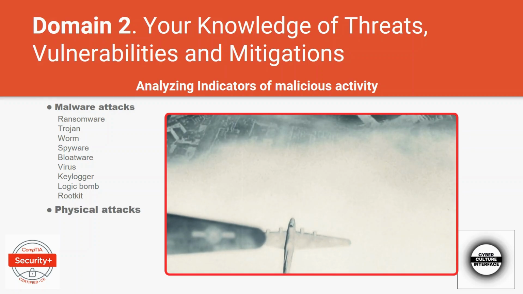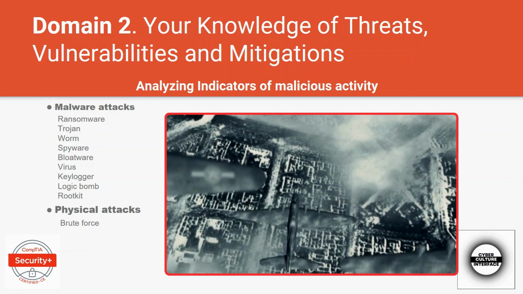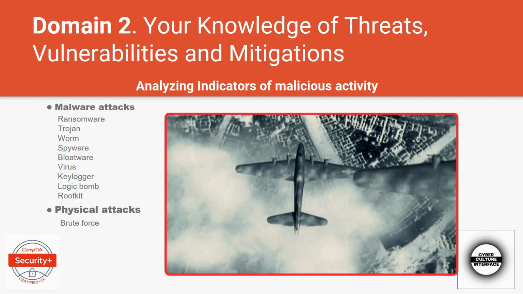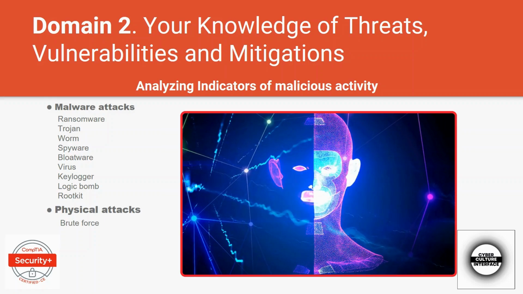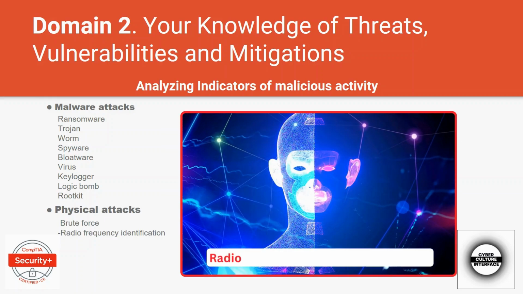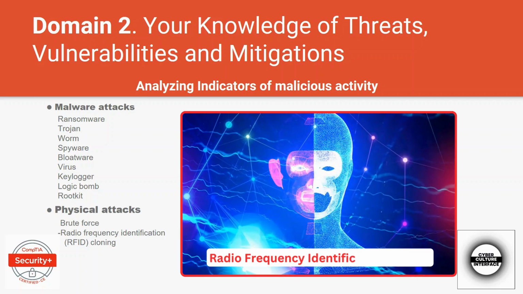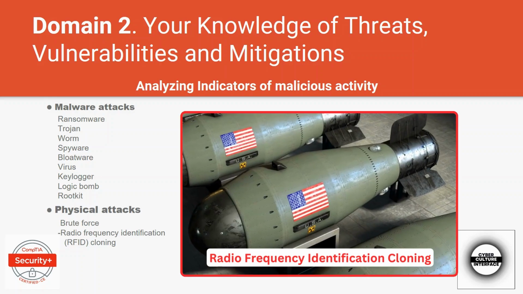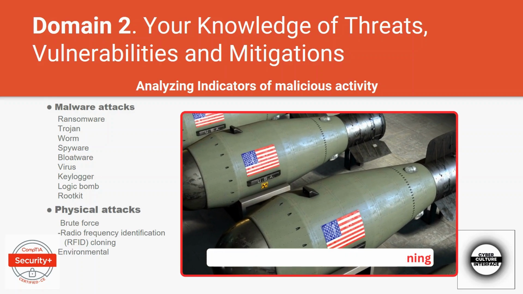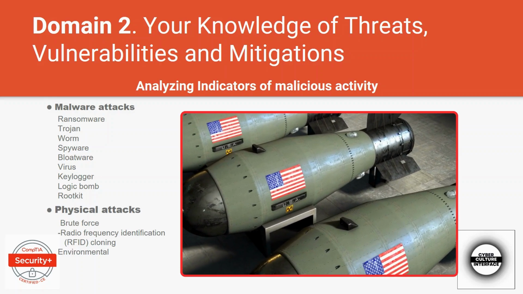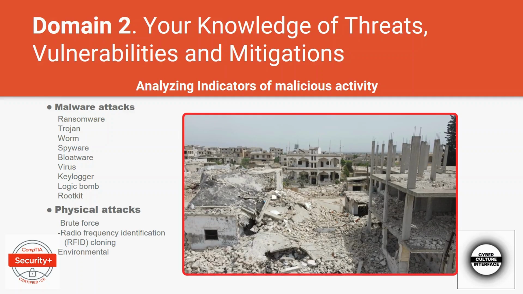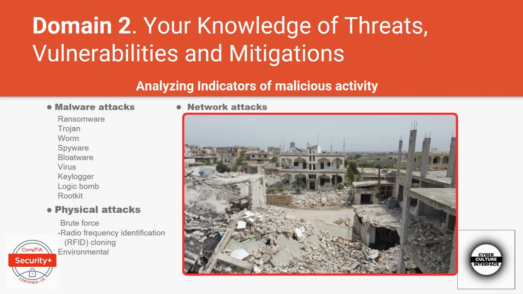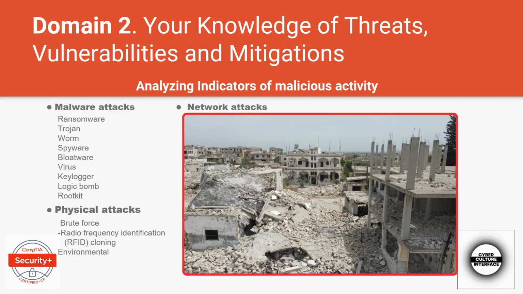Then we have physical attacks. What are the indicators of physical attacks? When you see brute forcing, I mean trying different combinations of passwords and usernames. We have radio frequency identification. These are examples of malicious activities that can point to a physical attack. Then we have environmental. Things going on within the environment can be a pointer to a physical attack. These are all indicators of malicious activities that can lead to a physical attack.